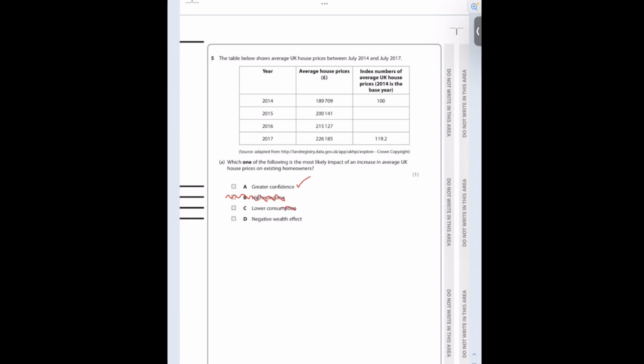Lower consumption, no, because it's going to cause a positive wealth effect. If your house becomes more valuable, then your wealth is growing. It's known as the positive wealth effect, and you'd increase your consumption as a result. It's like a psychological impact, and definitely not a negative wealth effect if there's an increase in average UK house prices. So A is the answer.